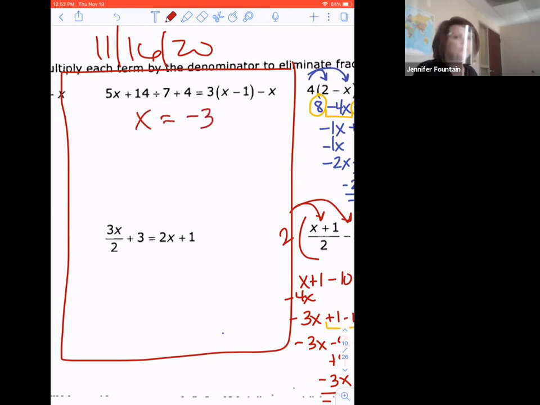If y'all have questions and you need me to work anything, if you missed it and you need me to help you with it, let me know, okay? So on that first one, x is -3. The one below that, we have 3x divided by 2 plus 3 equals 2x plus 1, and x is equal to 4. Okay, so either of those, do y'all need help on either of those? All righty, then we'll move on down to the next page.